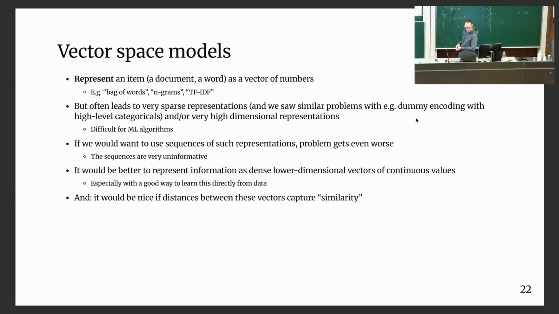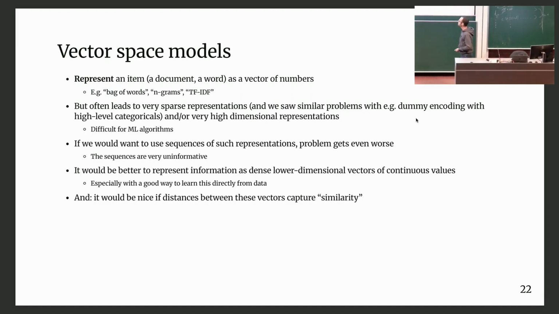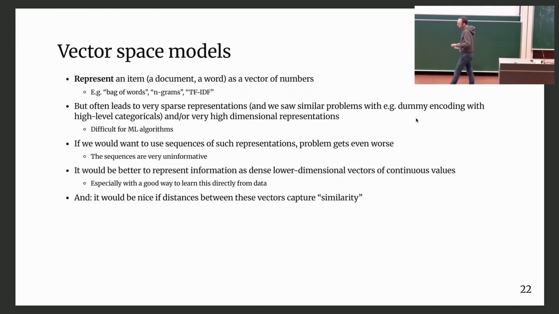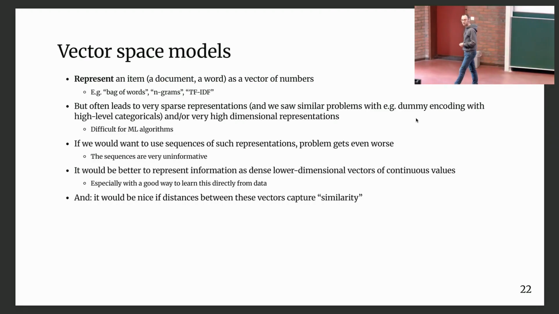Still, either we get very sparse representations, and that was also a problem that we had with dummy encodings for tabular data as well. There we also saw that one-hot encoding a categorical feature which has a lot of levels is very sparse and probably not a very good representation. And if it's not too sparse, like TF-IDF does already a little bit better, it's still in many cases extremely high dimensional.